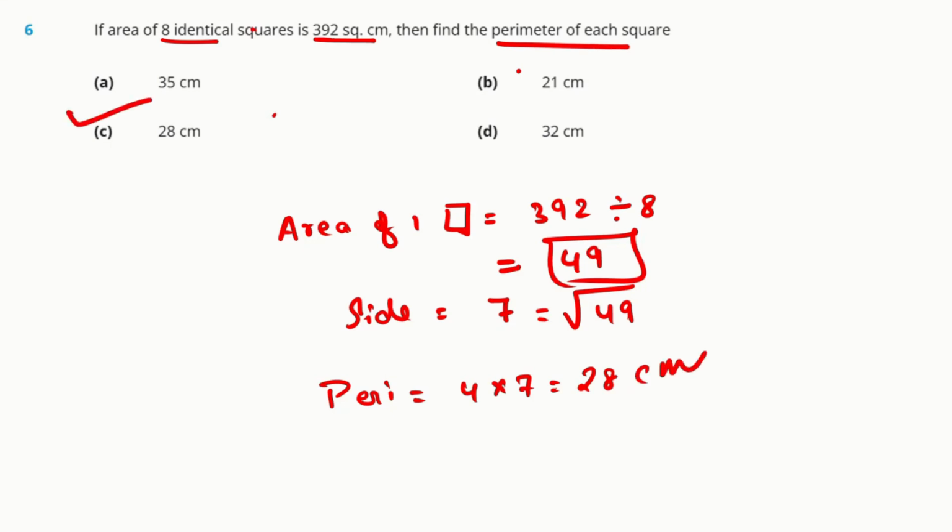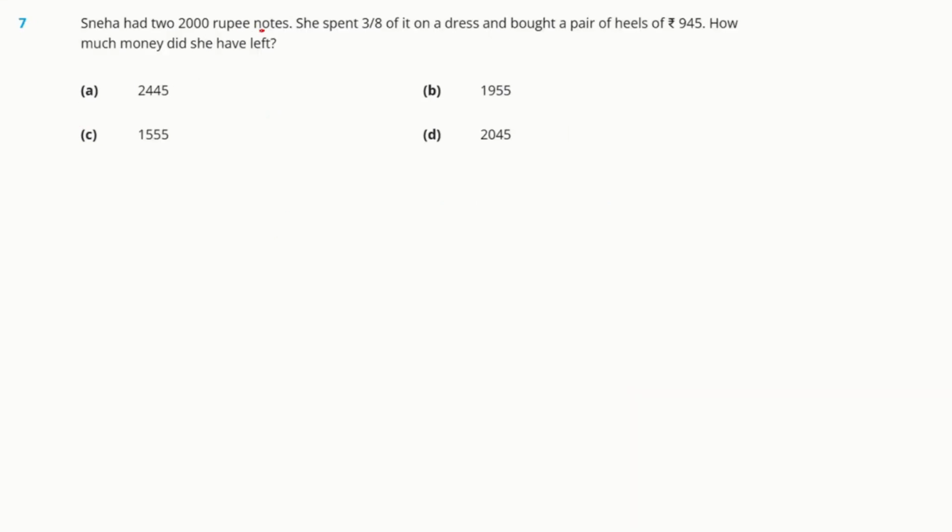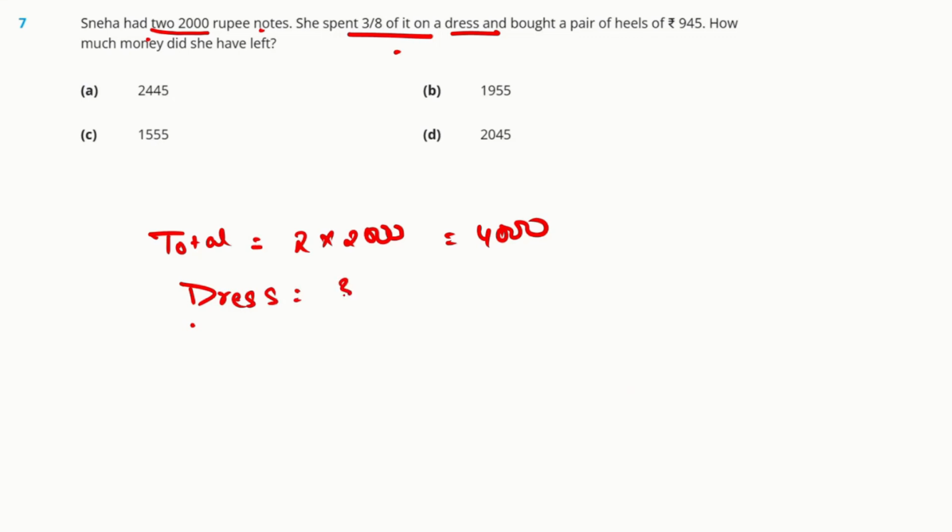answer, option C. Moving on to the next question, Sneha had two 2,000 rupees notes. That means the total amount of money Sneha had was 4,000. She spent 3/8 of it on a dress. That means the amount spent on the dress is 3/8 of 4,000, which is 500 over here, multiplied by 3, that's 1,500.